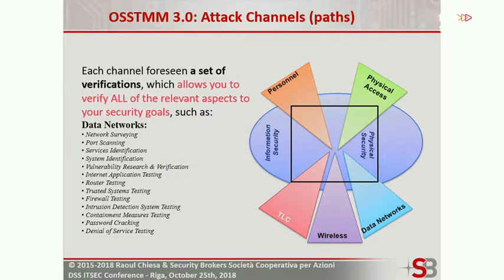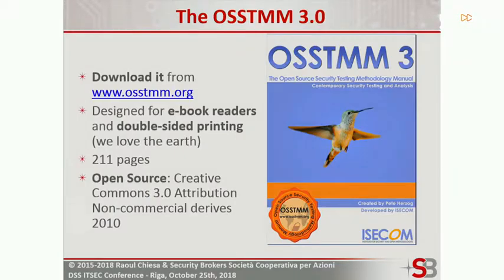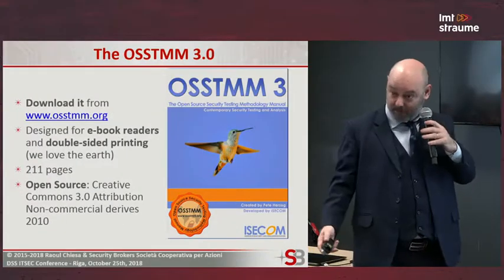In the OSSTMM 3, we expanded the thing, so as you can see, we decided to move the view and the approach, and we created a core area and all around all the others, paths and process to the goals. You can actually download OSSTMM for free at OSSTMM.org. The release 3 there is about 200 pages or more, and it's really cool.